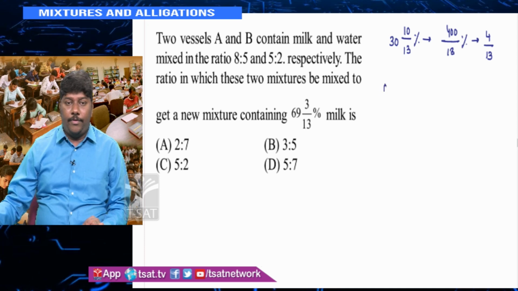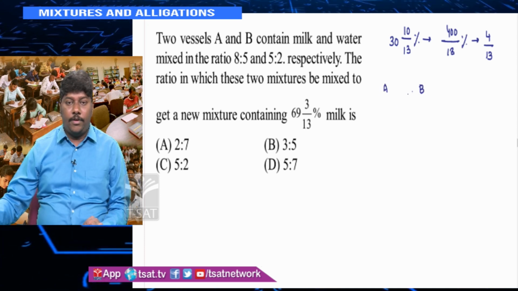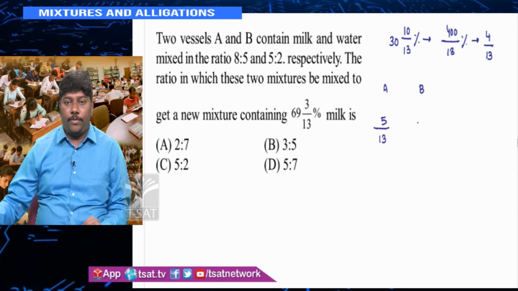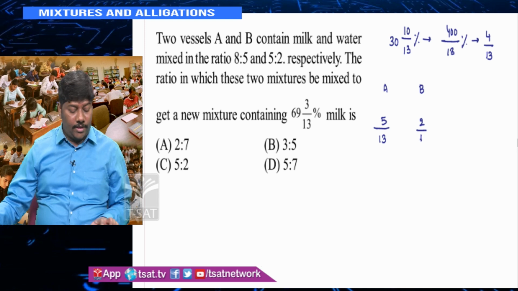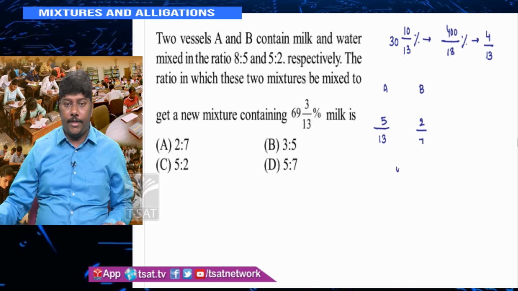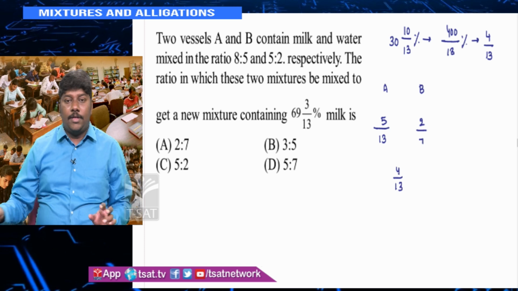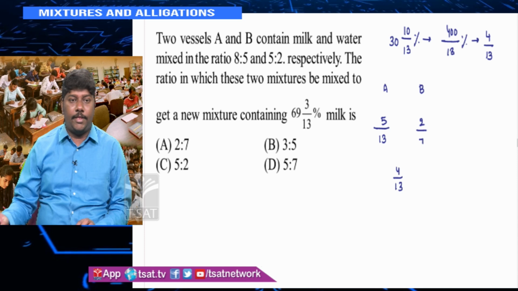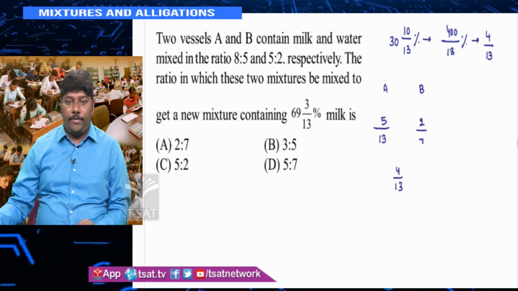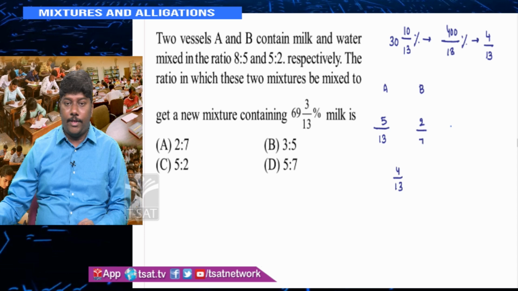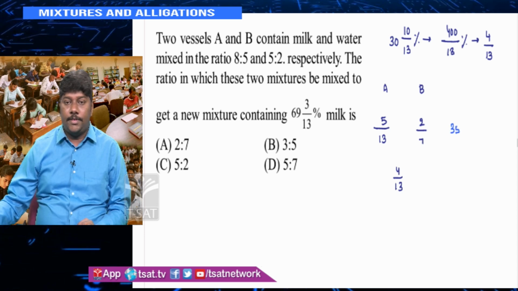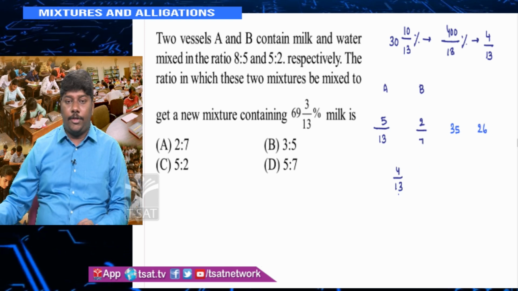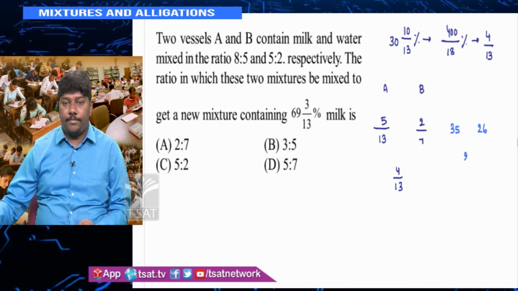Now, vessel A and vessel B, first of all take water in it. Water in the first one is 5 out of 13. Water in the second one is 2 out of 7. Water in the last one, the mixture, is 4/13. You multiply everything with 13 into 7, 91. Why am I multiplying it with 13 and 7? Because the LCM of 13 and 7 is simply 13 into 7. So, if I multiply it with 13 and 7, 13 cancels, 5 7s are 35. 7 cancels, 13 2s are 26. 13 cancels, 4 7s are 28.